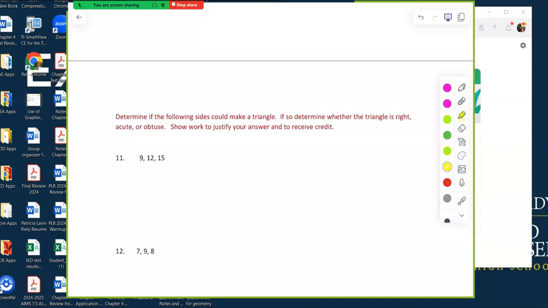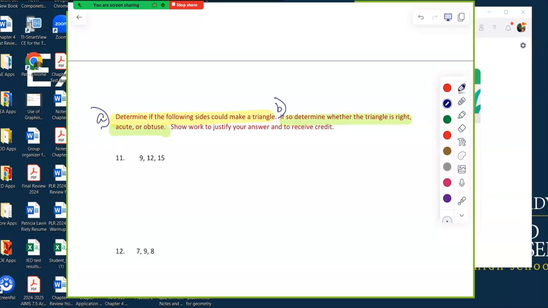Read the directions. Your first job is to determine if the following sides could make a triangle. That is job A. Then what is job B? Job B, if so, determine if the triangle is right, acute, or obtuse. So you have 2 jobs here.